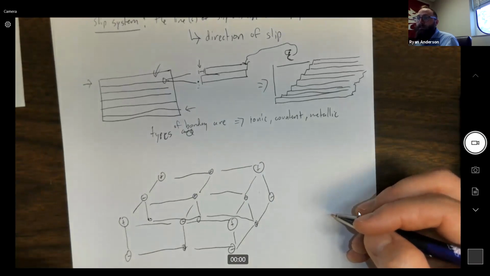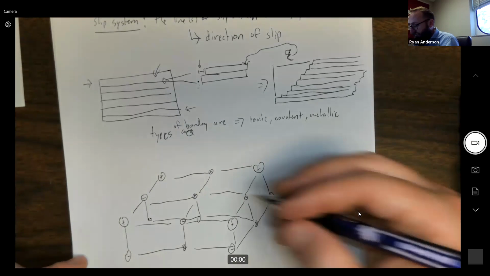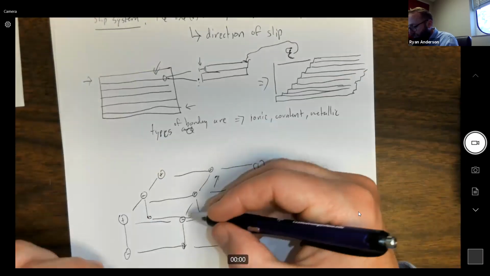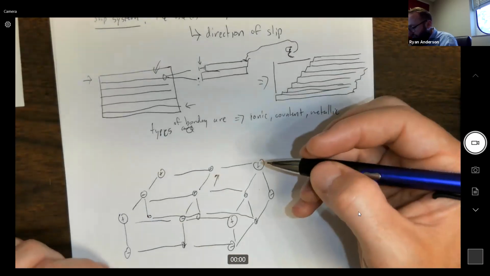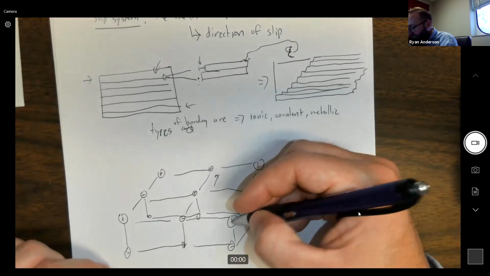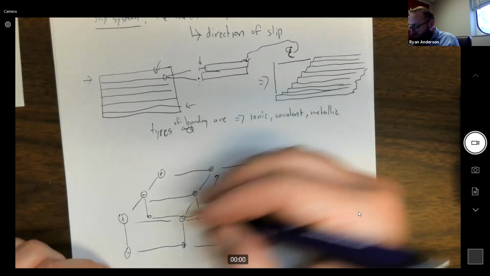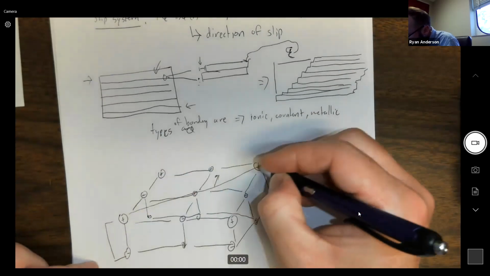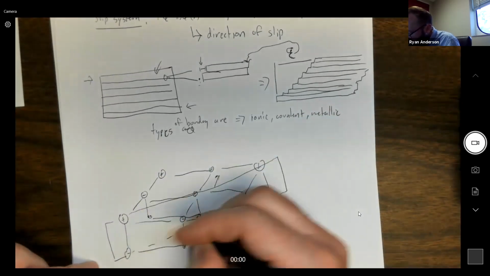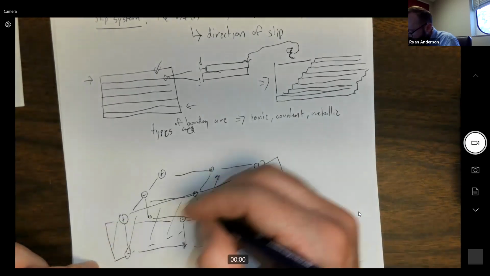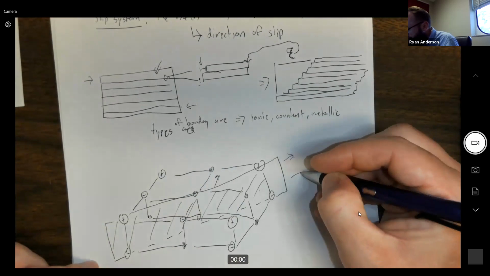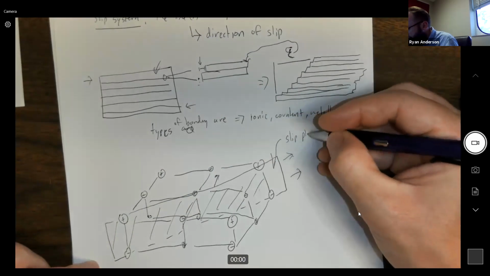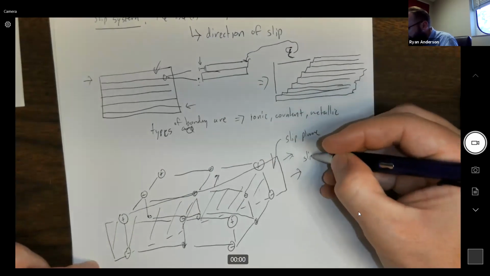in the direction that doesn't bring ions of like charge into close contact, right? So if we slipped this whole thing this direction and moved those crystals that way, it would put a negative or positive next to a positive, and this crystal doesn't like to do that. So the easiest way for it is to break along diagonals like this in ionic materials that are cubic like this. It would slip this way, and this would be the slip plane. And this would be the slip direction.